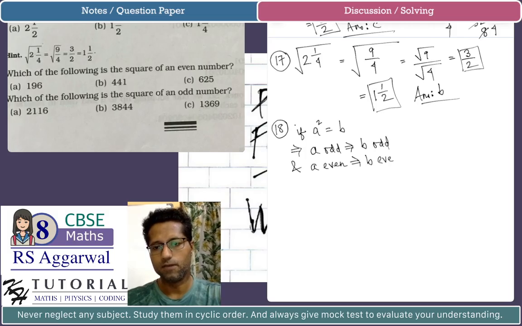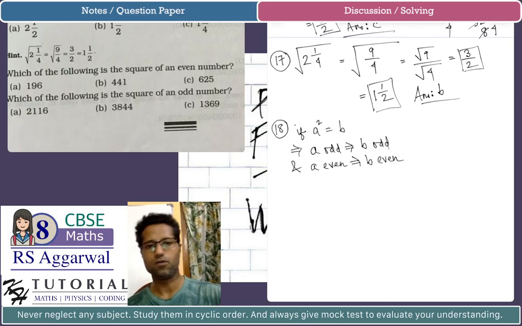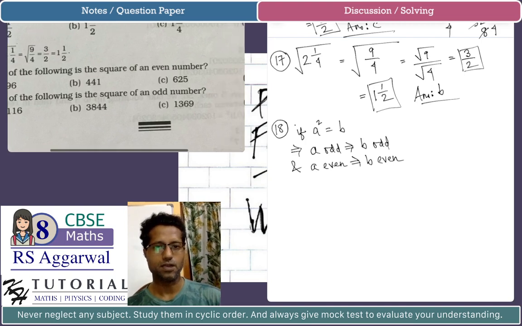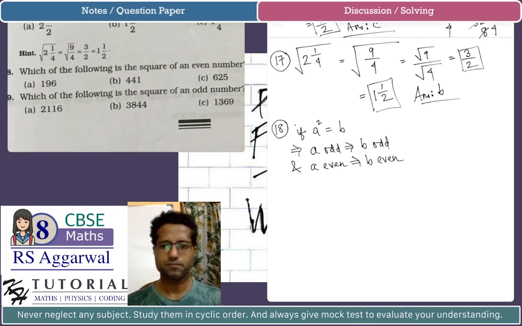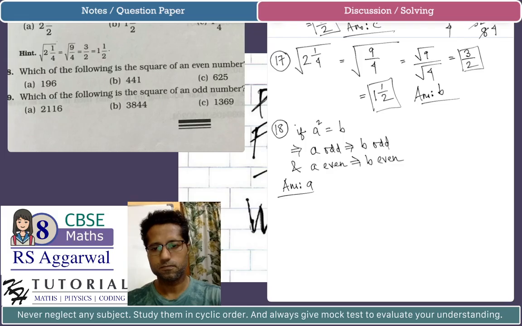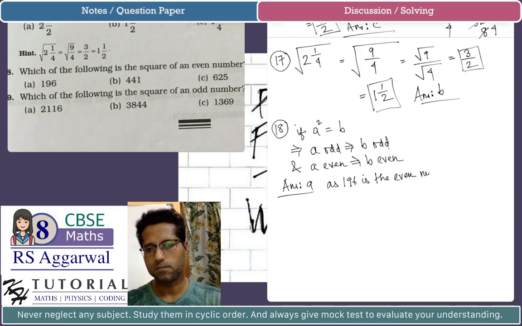Now, in the given choices, it is saying which of the following is the square of an even number. The square of an even number will obviously be an even number. So, from the choices, we have to select the number which is even. So, obviously, the correct choice is A, as 196 is an even number.